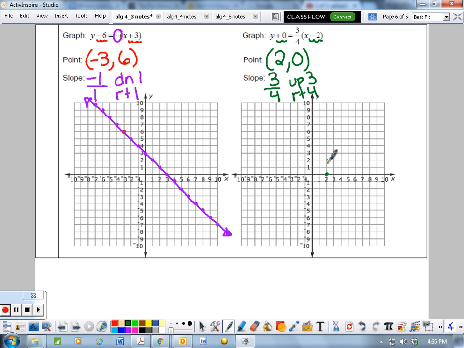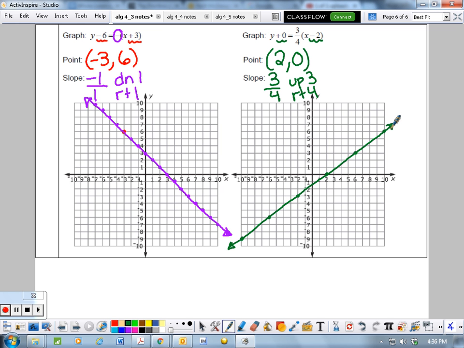So up 1, 2, 3, right 1, 2, 3, 4. And again, up 3, right 4, repeating that pattern. And there's our line.